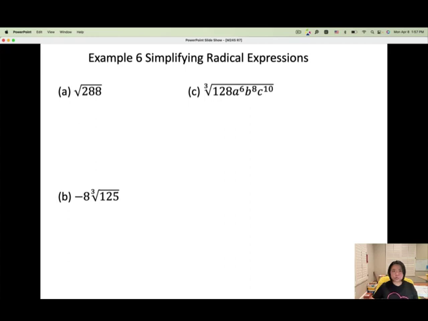Okay, more examples. Square root of 288, you could break it down as 2 times 144. And then you guys know what the square root of 144 is? That would be 12, right? The 2, we can't do anything. So that would be 12 times square root of 2.